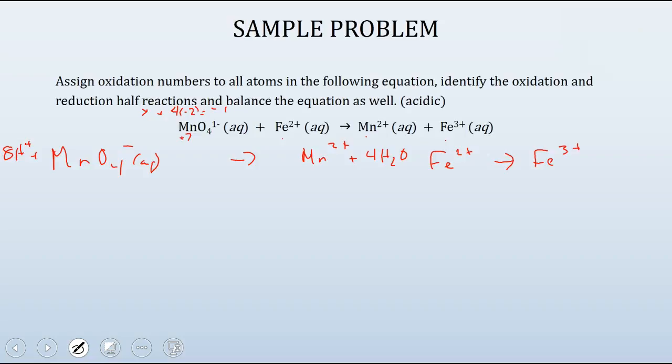Now I need to look at the charge. This one was a +7. This manganese was a +7. This is a +2. That's a difference of 5 electrons. That means the +2 manganese has 5 more electrons than the +7. So I'm going to be putting 5 electrons on the reactant side.